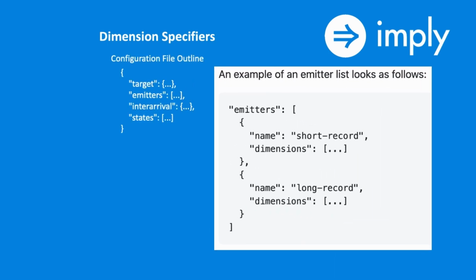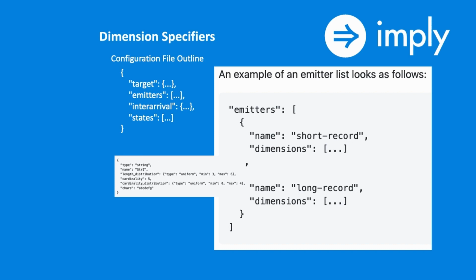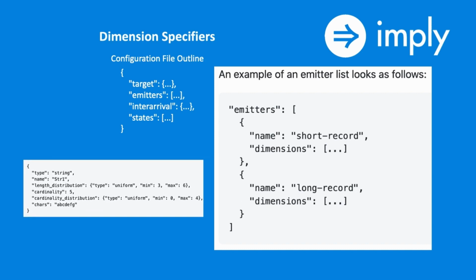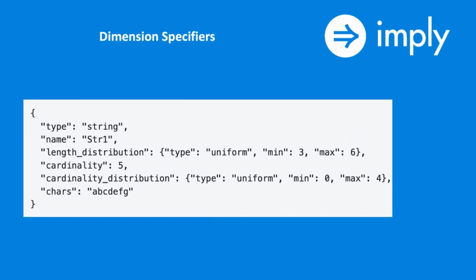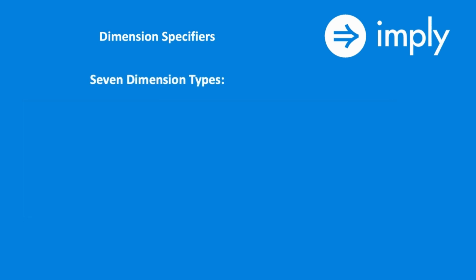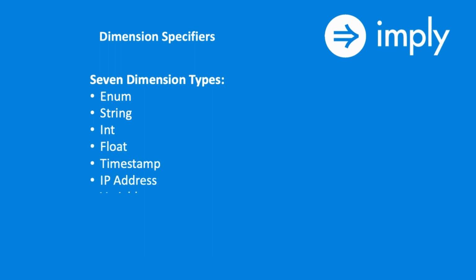Armed with this understanding of distributions, let's look at the various dimension specifiers for emitters. As a reminder, emitters are the objects that generate record values, and dimension specifiers are the objects within the emitters that generate the values for the specified dimensions within the record. So, the first thing we designate when creating a dimension specifier is the dimension's name and its data type. Currently, the generator supports 7 different dimension specifier data types, including enum, string, int, float, timestamp, IP address, and variables.